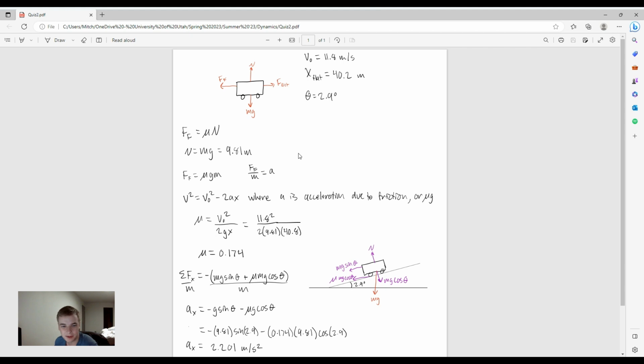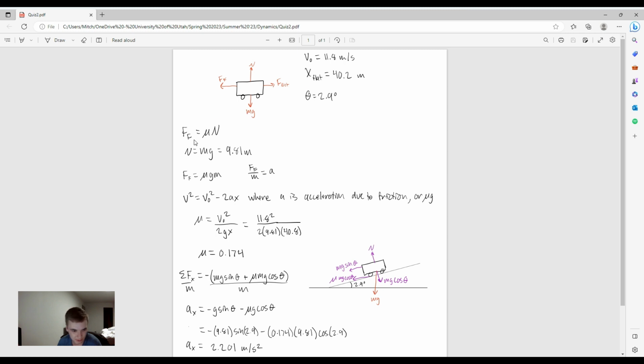Okay, so for this one, we know the initial speed of the car was 11.8 meters per second, and on the flat surface it took 40.2 meters to stop. So with that, we can figure out the acceleration from the brakes on the flat surface.